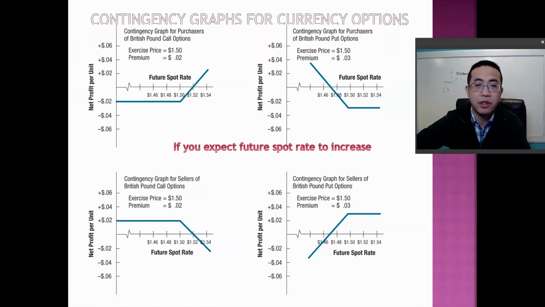Okay, so if you expect the spot rate to increase, how do you establish your position? When the spot rate goes up, let's say for each British pound, you may go to 1.54 or higher. So you want to be right here. You want to be a call option buyer, or right here, a put option seller, because only when you are a call option buyer or put option seller do you make money when the spot rate goes high. This is money and this is money.